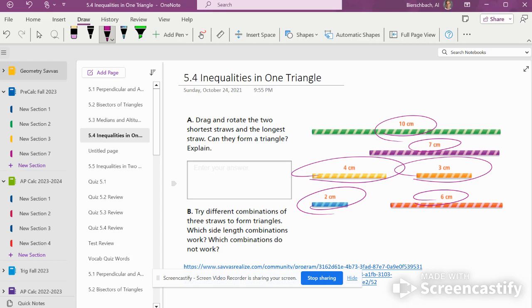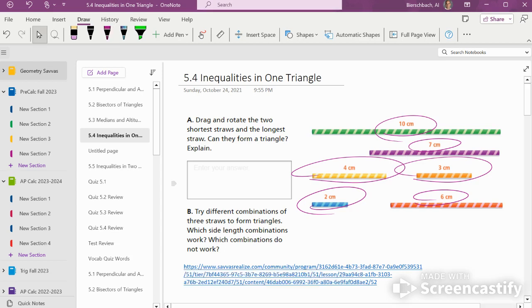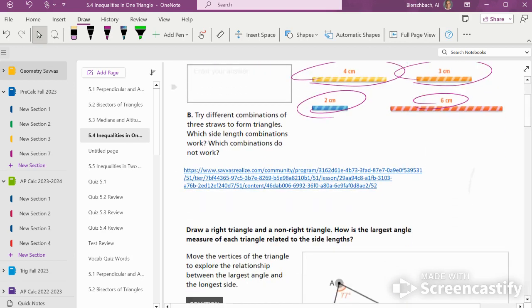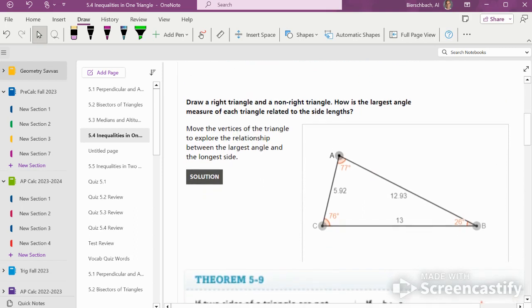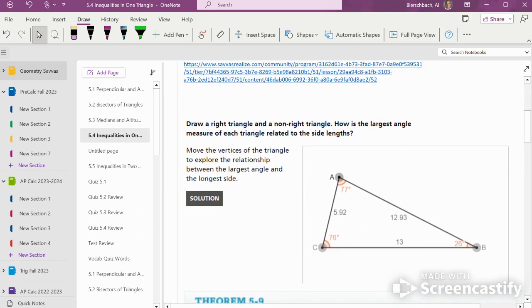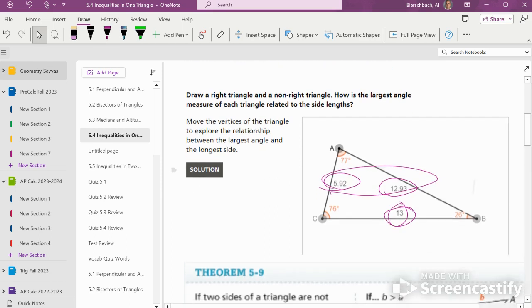So can we make up a conjecture about this? What's our conjecture about this then, Wyatt? There you go, Bailey. If the 2 shorter side lengths don't add up to be bigger than the longest side, then it won't make a triangle. Okay? So here's a triangle where this is 13, this is 12.93, this is 5.92. So the shorter 2 sides add up to be longer than the longest side, so it makes a triangle.